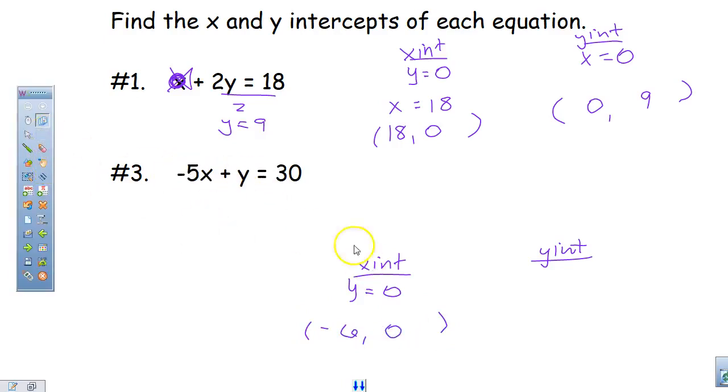And then if I want my y-intercept, x is 0. So this -5x is going to be gone. So what's y equal to? 30. So what's your ordered pair? 0, 30. Very good. How do you guys feel about that so far? Good? I love standard form. It's my favorite.